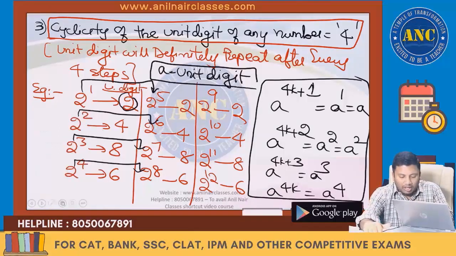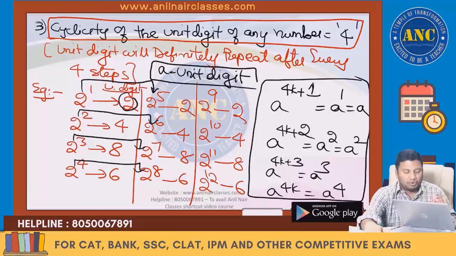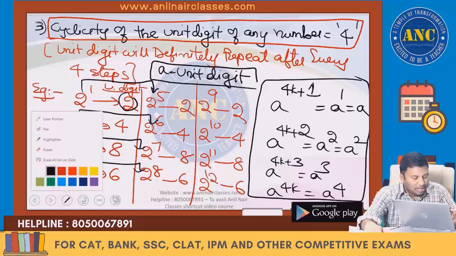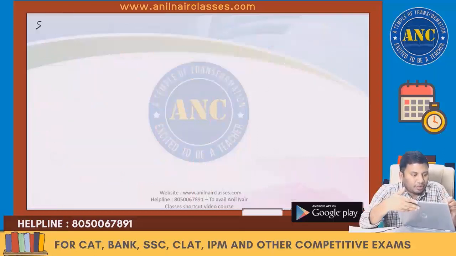A power 1, after 4 steps it will be repeated. A square, after 4 steps it will be repeated. A cube, after 4 steps it will be repeated. A power 4k, after 4 steps it should be repeated. Now, example.